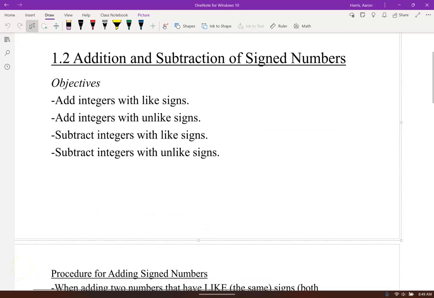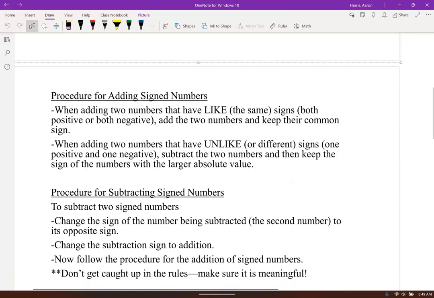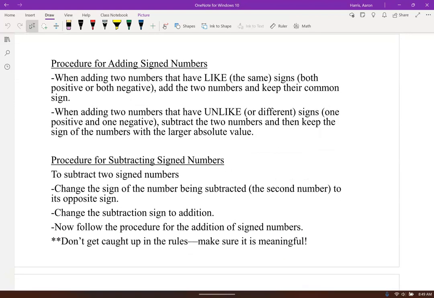So here's our objectives. We're just working with basic signed numbers here, addition, subtraction. So procedures: when two numbers have the same signs, you're going to add them up and keep the same sign. For example, -4 minus 3.